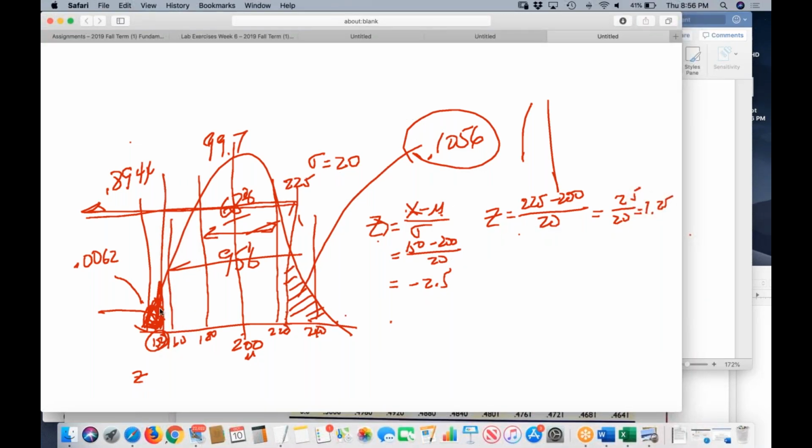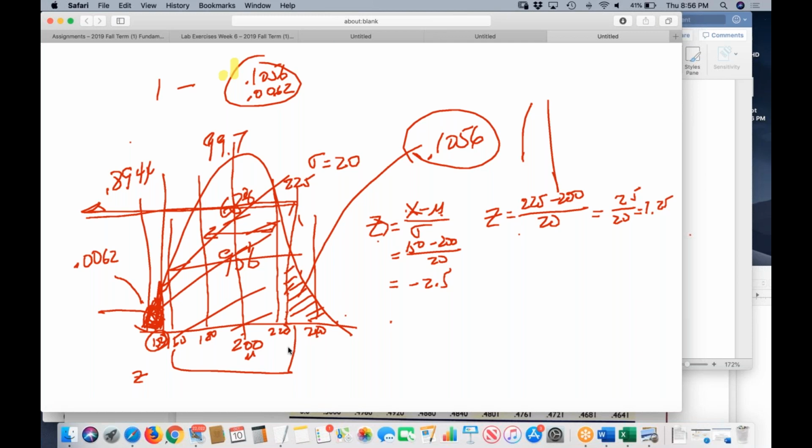Well, you add these two together, right? You add together 0.1056, which is this area, and you add that to 0.0062, and subtract all of that from 1, right? And that leaves the area in between, the probability someone has a cholesterol between 150 and 225, right? So it's just playing with the geometry of this distribution.